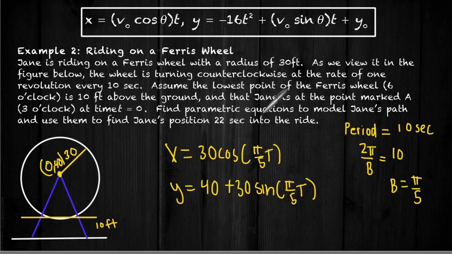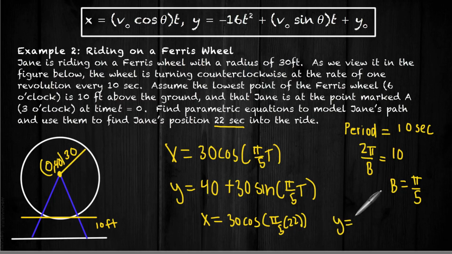And so it says, find Jane's position 22 seconds into the ride. So all we'll do now is plug our 22 seconds into our formula. And so x is going to equal 30 cosine, and we must make sure that we are in radians in our calculator, of pi over 5 times 22. And then our y is simply going to be 40 plus 30 sine of pi over 5 times 22. And let's see what the calculator gives us.